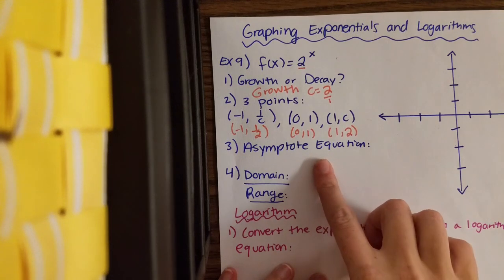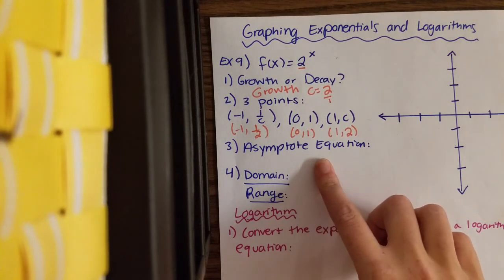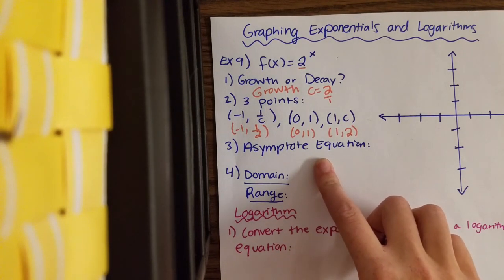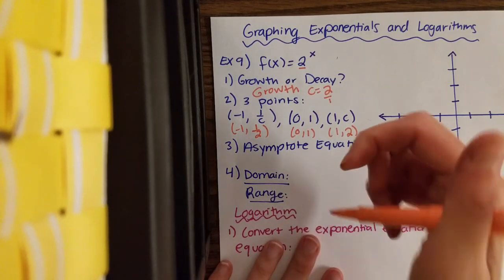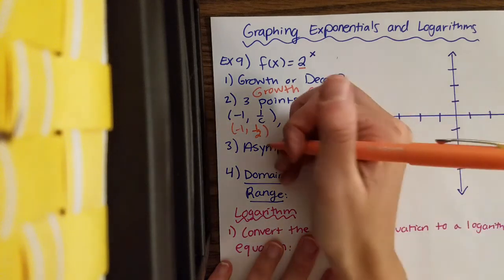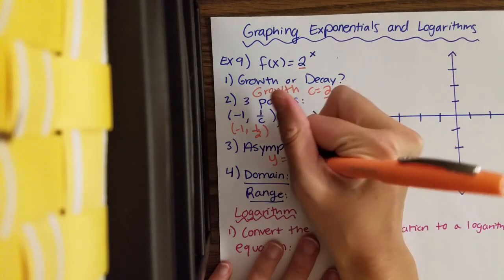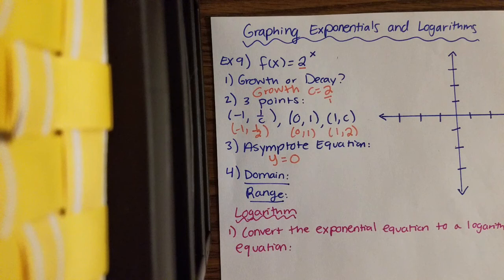Now, before we graph this thing, we need to know our asymptote equation so we know which line we do not cross. Remember with our exponential graphs, the asymptote is always on the x-axis, and the equation for the x-axis is y equals 0.